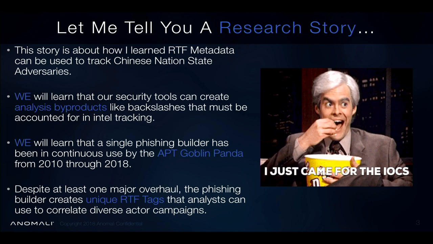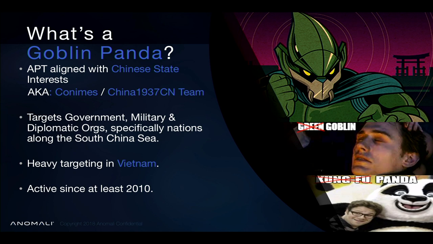So, like most good stories, this one starts with a villain, Goblin Panda. This is a CrowdStrike name for an APT threat, and to help us with our APTs today, we have celebrity APT ambassadors for the APAC region, Seth Rogen and James Franco. And I promise that this joke will make less and less sense as the presentation goes on, so get excited.